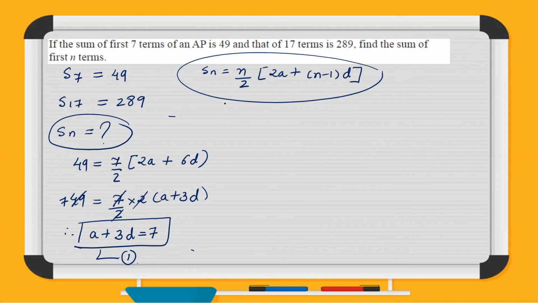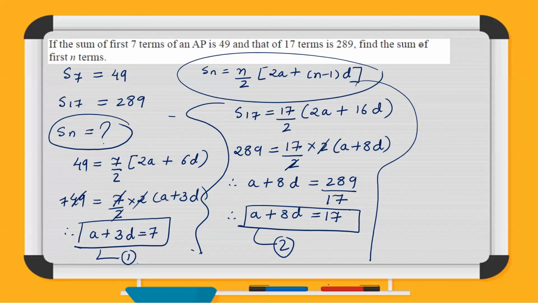Now, in the same way, we can proceed to find equation number 2, that is for S17. Solving this, we get another equation as a plus 8d is equal to 17. Now we can just subtract, simultaneously solving these two equations. I think you guys can do that because we've already done linear equations. So subtracting equation 1 from 2, we get d is equal to 2 and a is equal to 1.